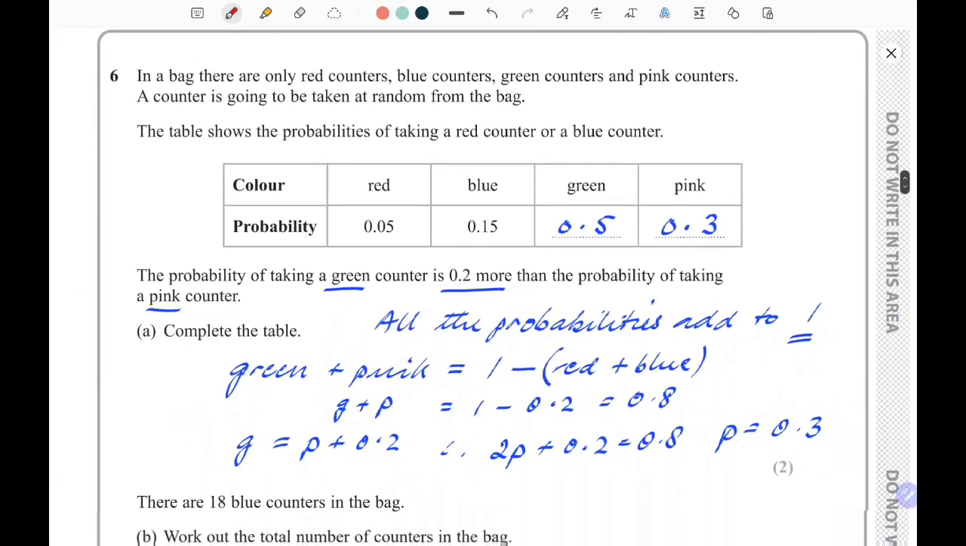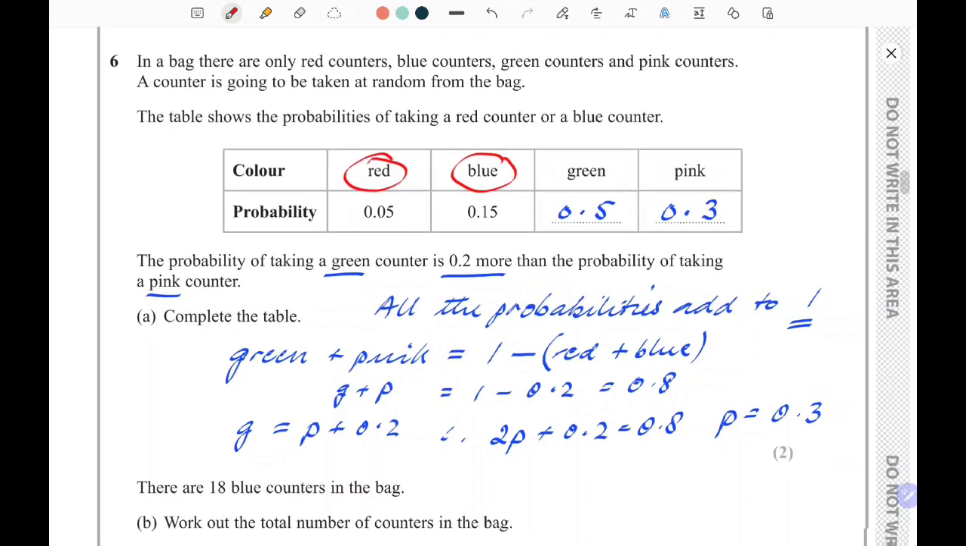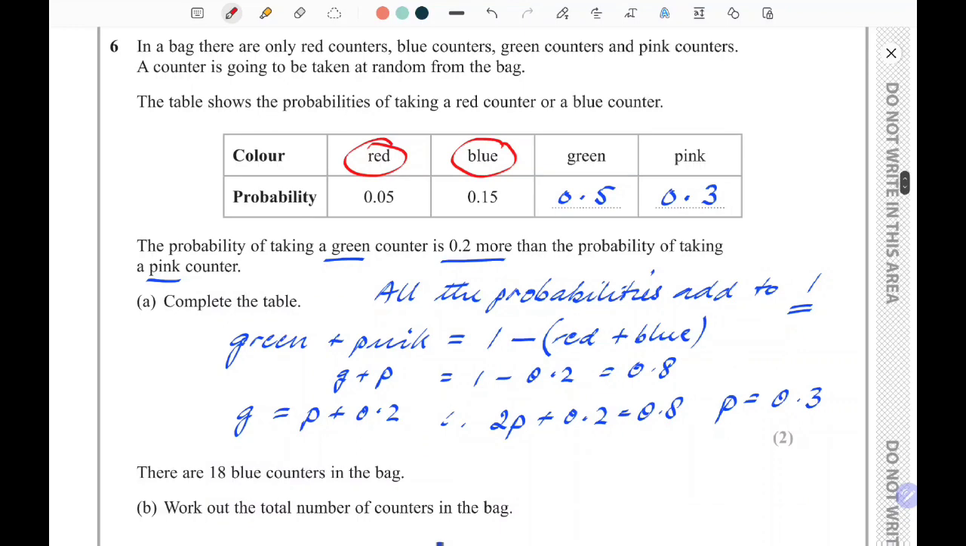Okay, number 6. In a bag, there are only red counters, blue counters, and green counters, and then pink as well, just for good measure. Now, what they've done is given a probability for the red and the blue in decimals. All right, so 0.05 probability of getting a red and 0.15 of getting a blue. They then give us more information that the chance of taking a green counter is 0.2 more, right, than the probability of taking a pink counter.